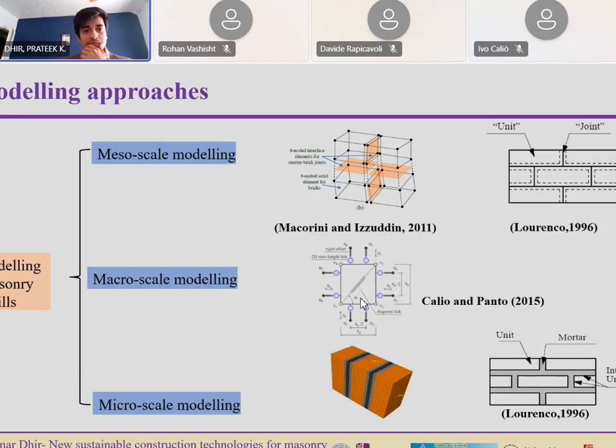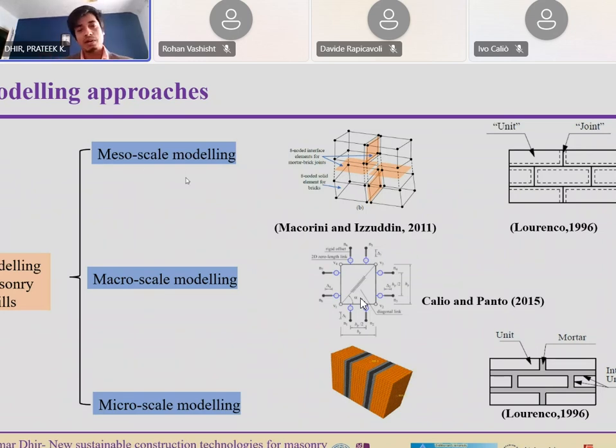In our case, we can go with macroscale modeling, mesoscale modeling, and microscale modeling. When there is a small triplet or small specimen, we can go with microscale. But when there is a wall or a full building or big structure, we cannot go with micro or even meso, because this will be computationally so expensive.